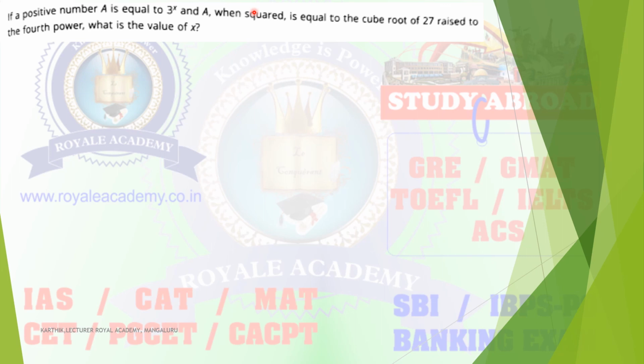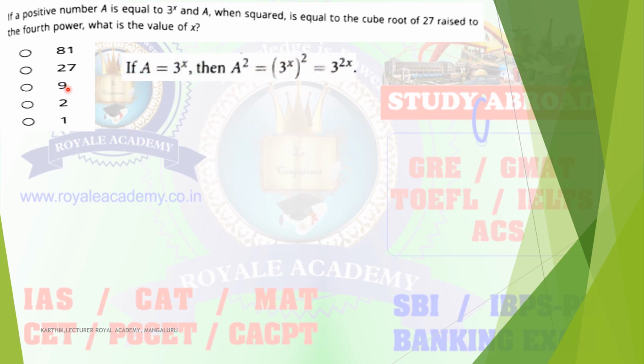Okay, if a positive number a is equal to 3 to the power of x, and when 3 to the power of x is squared, it is equal to the cube root of 27 raised to the fourth power. These are the options. This is the value of x you have to determine. So I will tell you how to calculate this one.